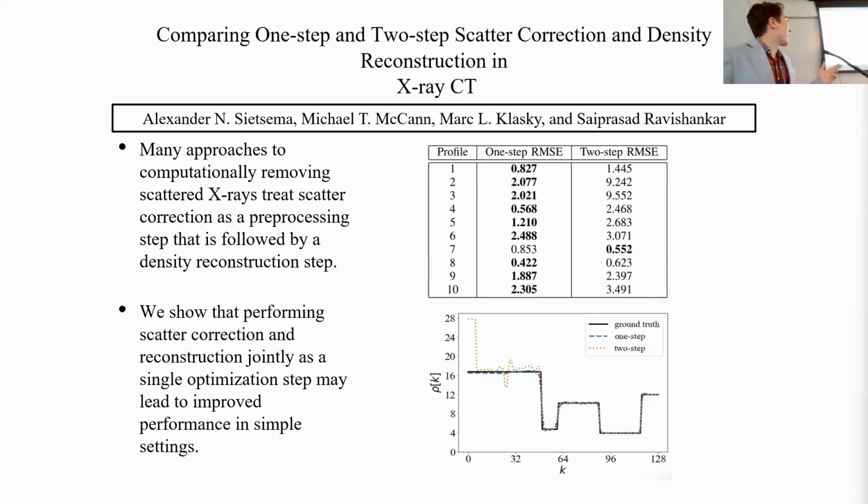So for our work, we were thinking about the fact that in a lot of models with scatter, people treat scatter correction as just one pre-processing step before performing a reconstruction. What we're interested in is what happens if you perform the scatter correction and the reconstruction together at the same time as part of one more complicated optimization. So our study here is in a simple setting for CT. We're looking at how these two methods compare. Thank you.